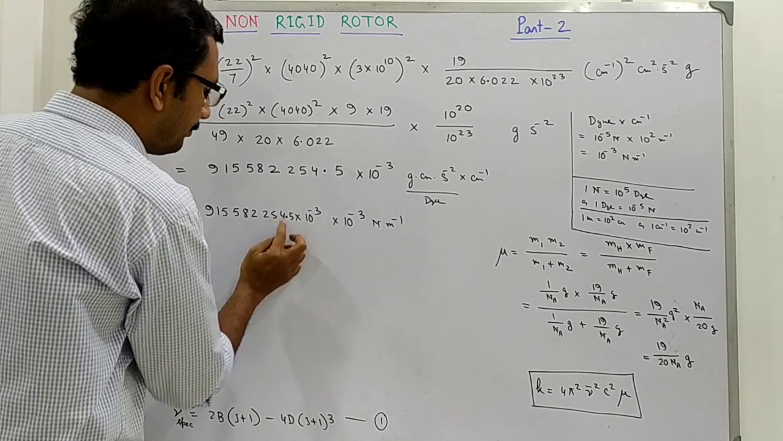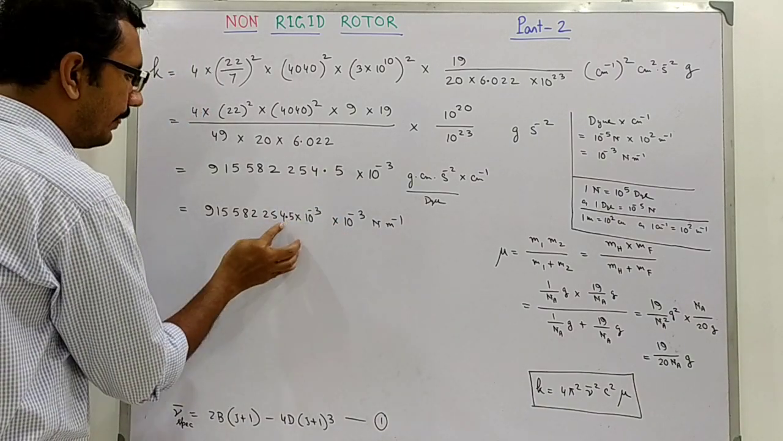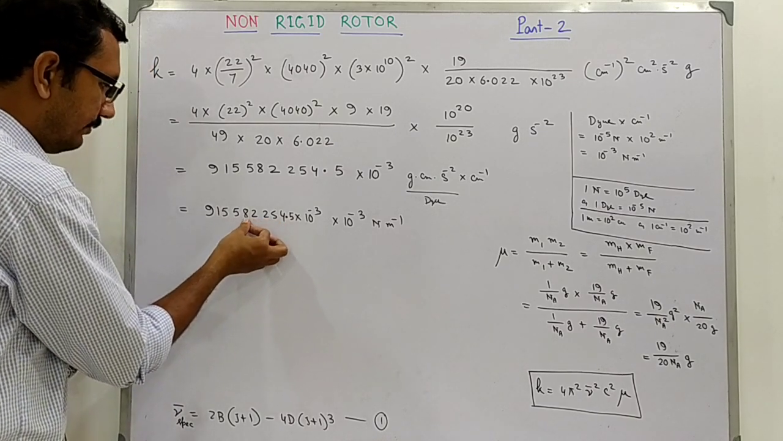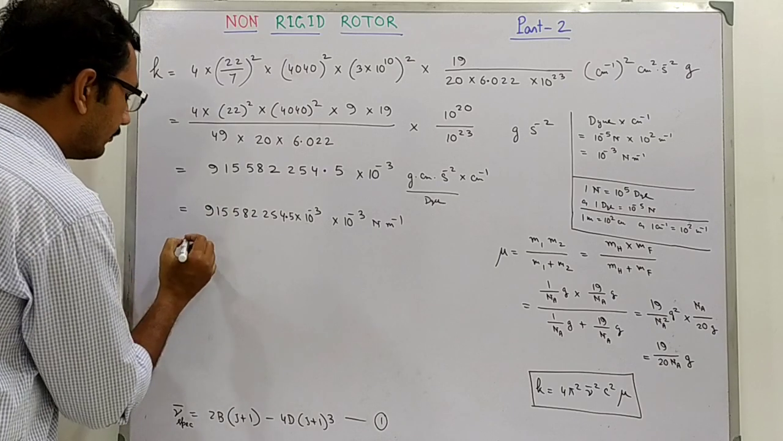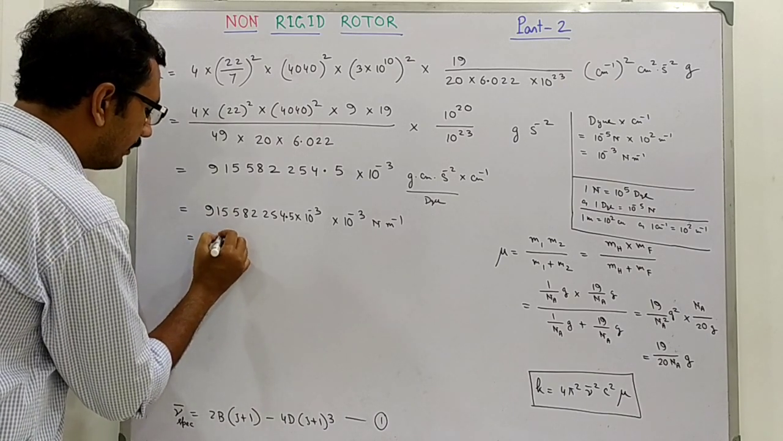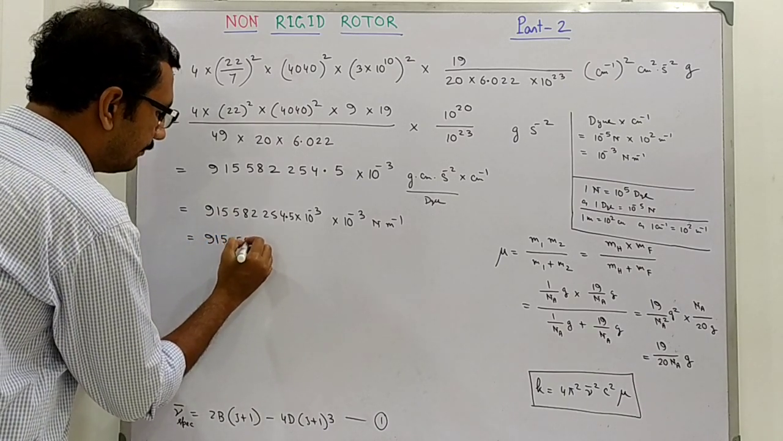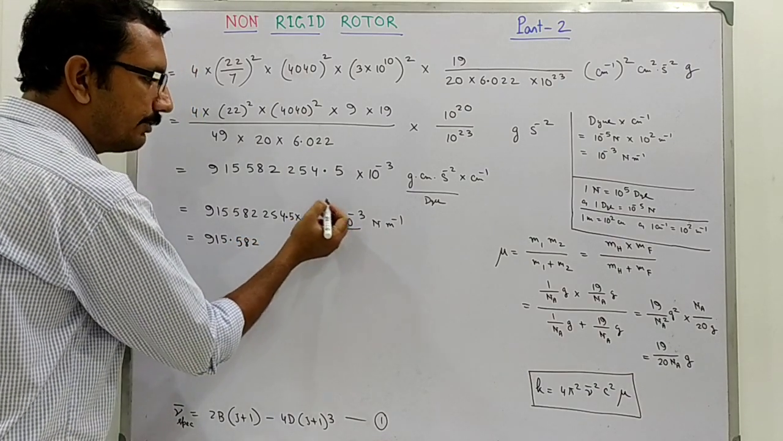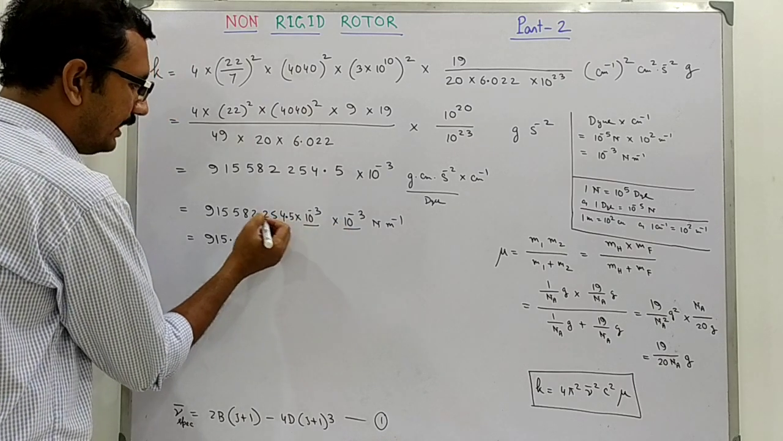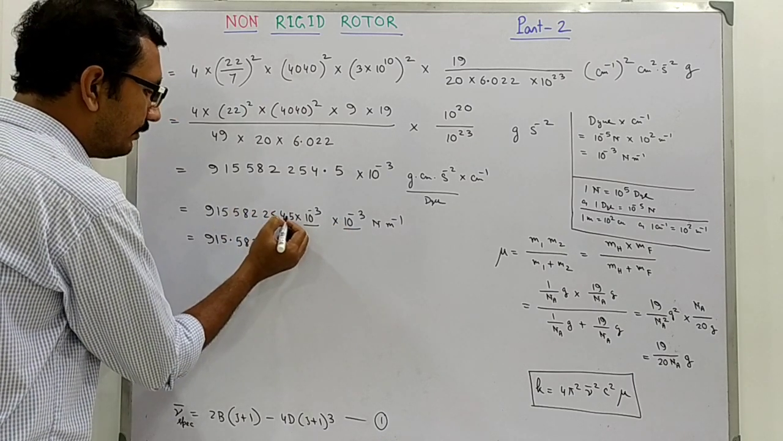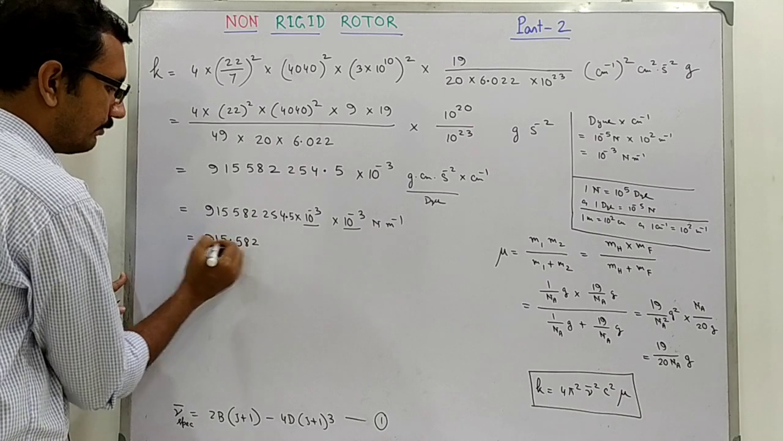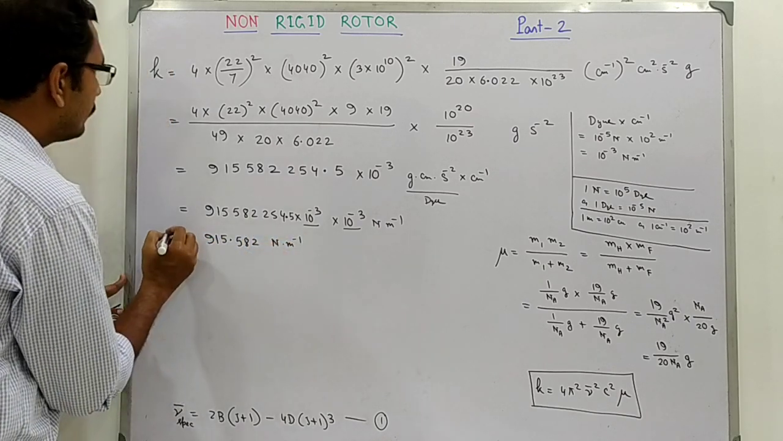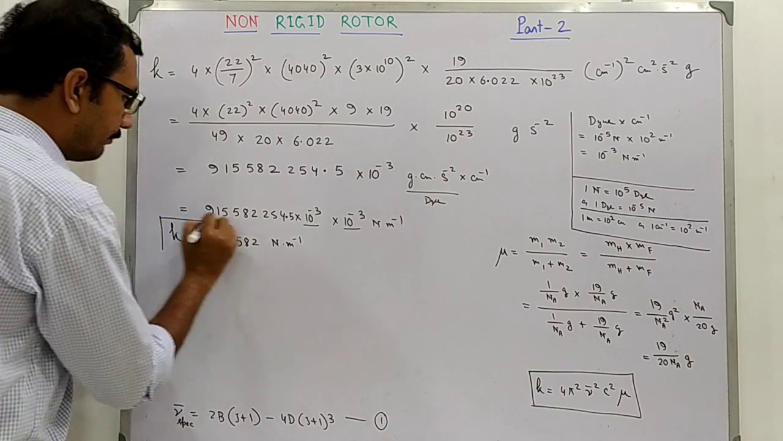0.5. So the decimal will come 6 digits before. So it is 1, 2, 3, 4, 5, 6. So it will be 915.582. This 10 to the minus 3 and 10 to the minus 3 will be 10 to the minus 6. So when it is multiplied with this figure, this decimal will come 6 digits before. So it will give us 915 Newton per meter. So that is the value of the force constant.